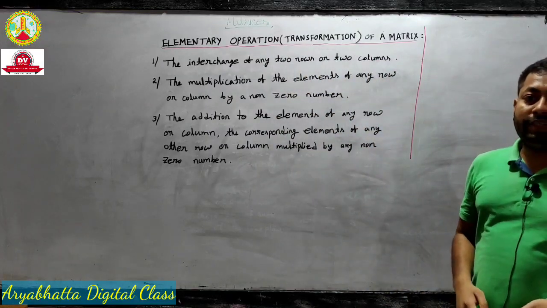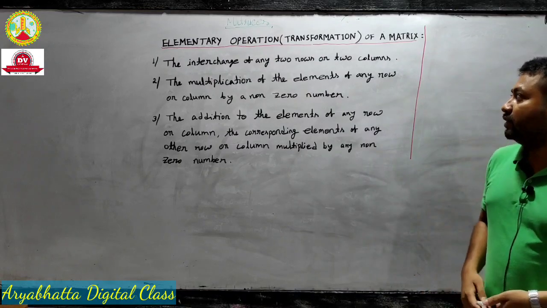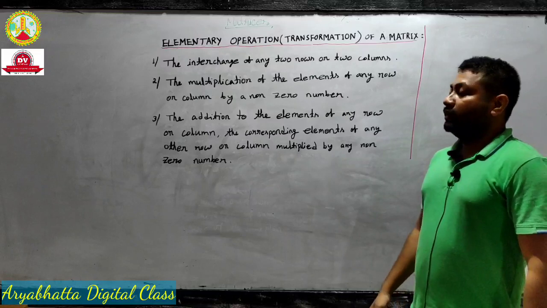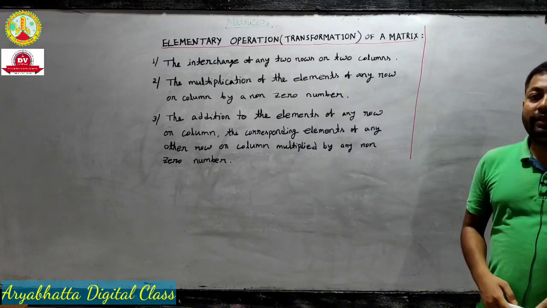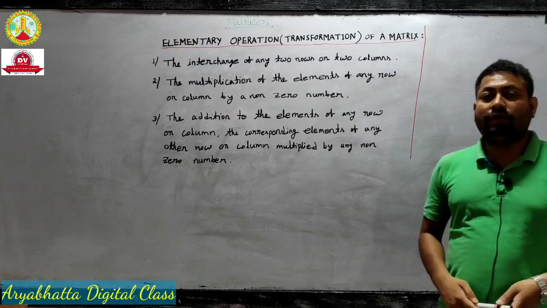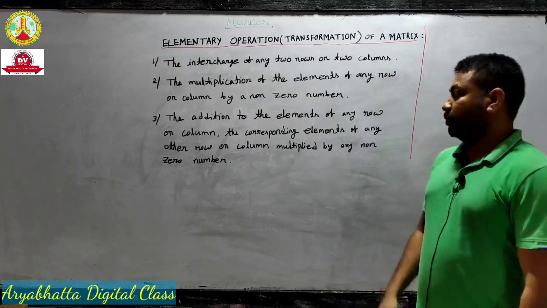There are 6 transformations or operations on a matrix. 3 are row transformations and other 3 are column transformations. These transformations are necessary in order to find out the inverse of a matrix. This will be discussed in the next topic.